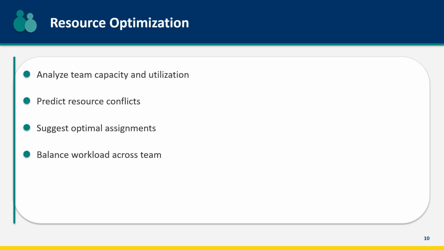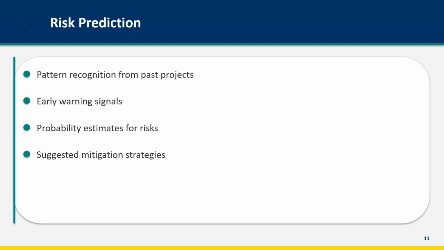AI assists resource optimization by analyzing team capacity and utilization across projects. It predicts resource conflicts before they occur. Developer X is overallocated next month. It suggests optimal assignments based on skills, availability, and historical performance. It helps balance workloads so some team members aren't overloaded while others are underutilized. Resource management at scale is complex. AI handles the analysis.